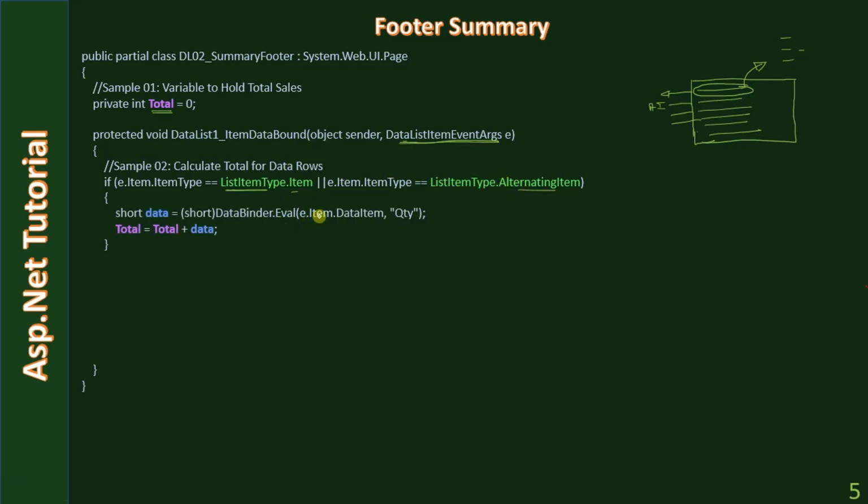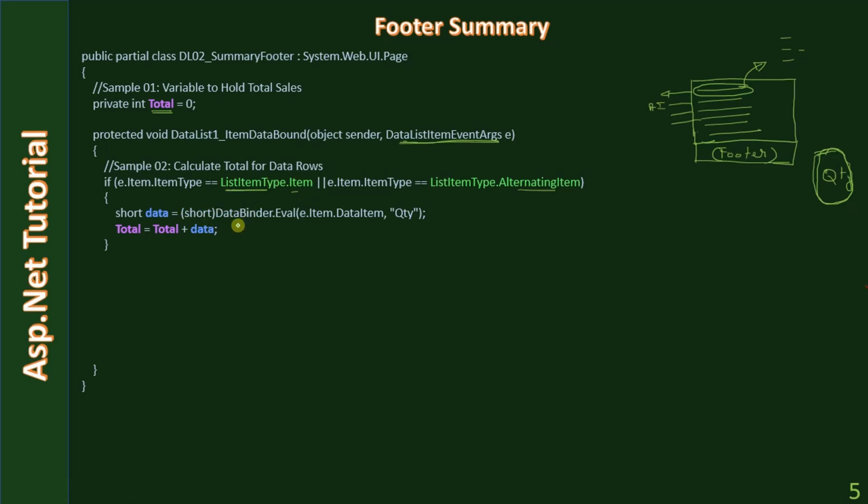here we are taking the quantity. In this example, we are going to use the sales summary from the PUBS database. So we take the quantity field from the database, and that's what we are using here. If it is item or alternating item type, we know that it's a display record. In our example, we will be using the footer also, right? So we want to run this only for the item or alternating item template.